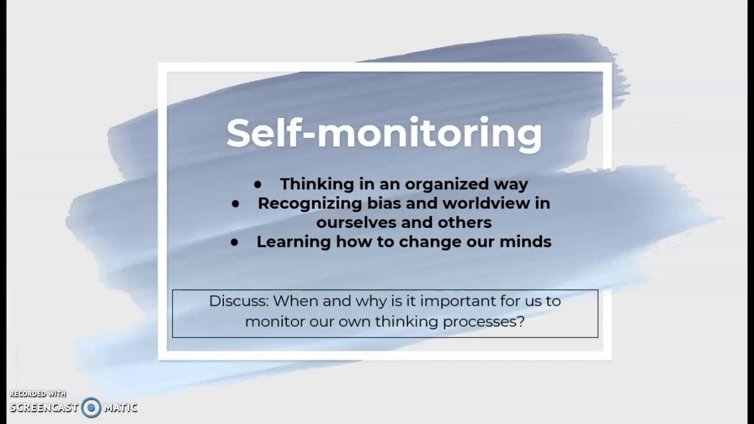So self-monitoring really involves thinking in an organized way and being able to recognize bias in worldview when we encounter it. And also recognizing that we ourselves definitely have a bias and a worldview from which we view or read or encounter material, and that sometimes can change how we interact with a text or content. We have to learn sometimes how to change our minds.